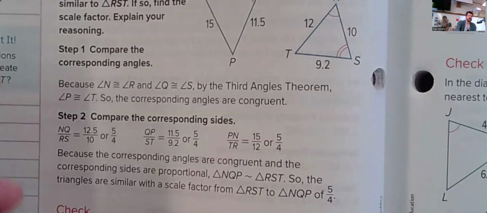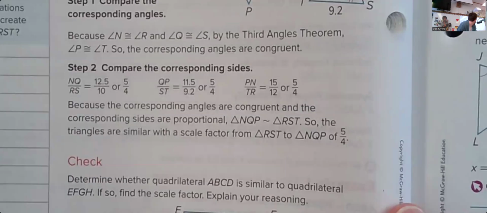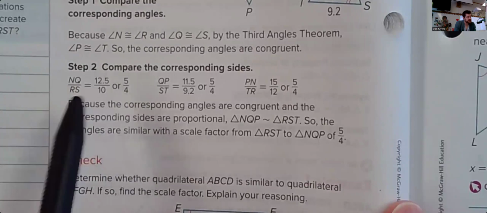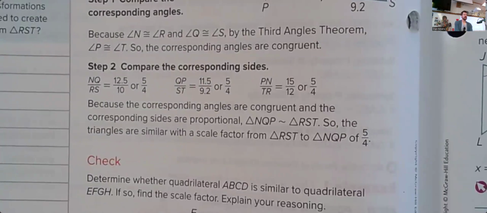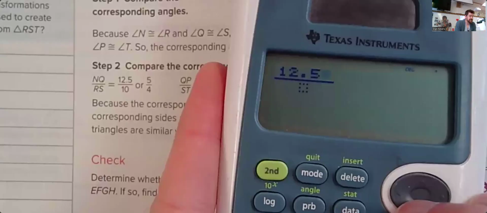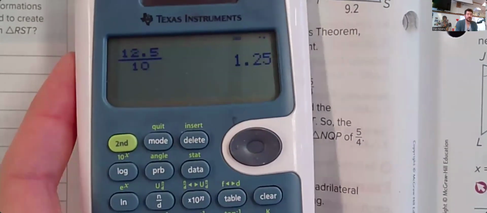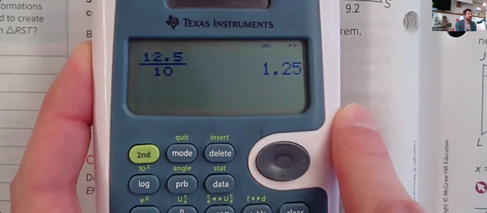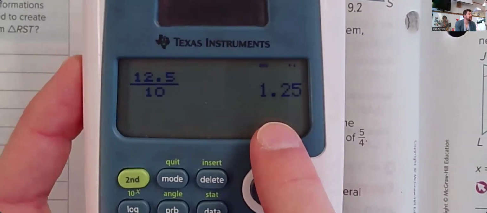And so now we're going to test the corresponding sides. And you don't actually have to do anything on this one because the math is already done for you. But we have to check all 3 sides. So NQ corresponds to RS. NQ is 12.5. RS is 10. So what I want you to do is take your calculator, open up a fraction, and type in 12.5 over 10. And it should just automatically simplify that to be 5/4, and mine didn't, which means I need to change something on my mode. So if you're getting 1.25 instead of 5/4, we need to change the mode of our calculator.